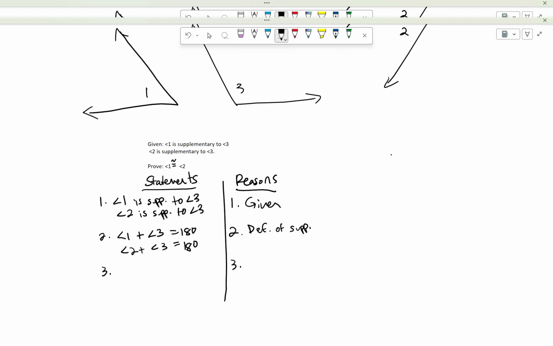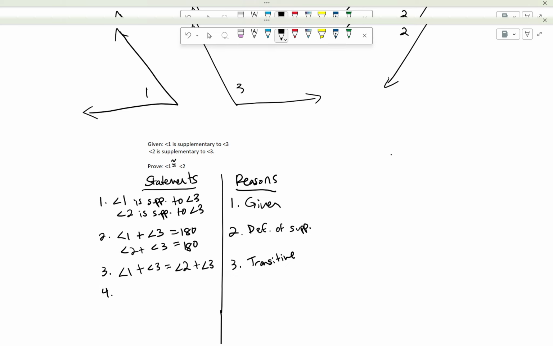So then we have the measurement of angle 1 plus angle 3 is equal to angle 2 plus angle 3. Sorry, guys, I'm really struggling here. And the reason for that is because both things are equal to 180, so they equal each other. This is that whole thing of A equals B and B equals C, then A equals C, and that is the transitive property.